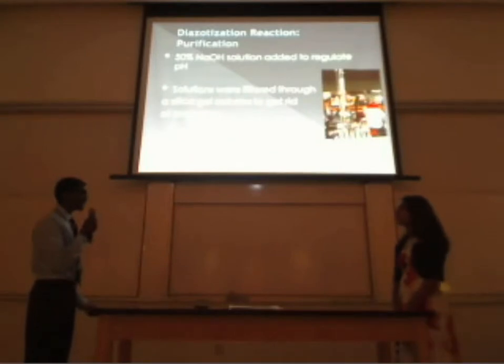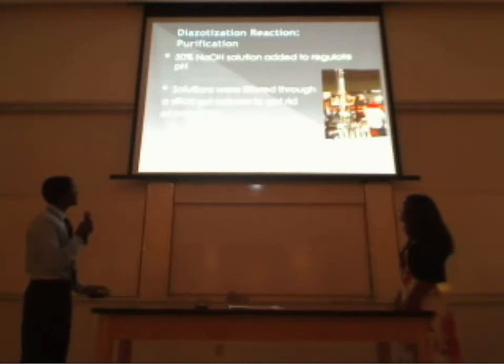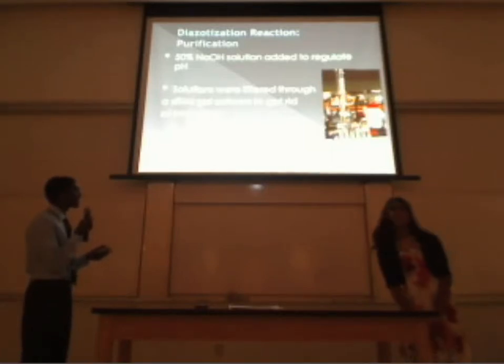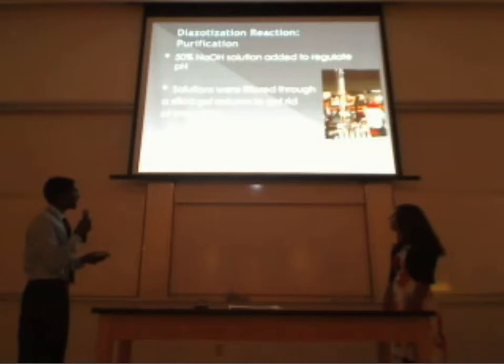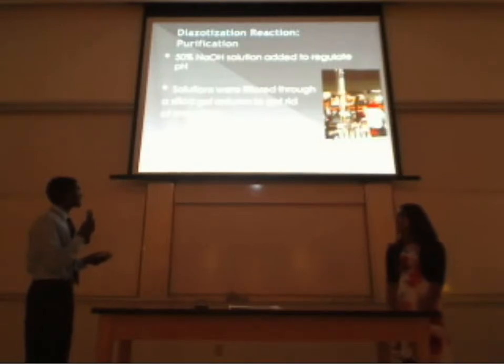To purify our solution, we had to put it through a silica column, and to do that, we added 50% sodium hydroxide to regulate the pH of our material to about 3 or 4. And then we filtered it through the silica column. To create this, we just had a glass column. We put wool at the bottom to plug it up, and then we added silica gel, and then we added our liquids, which were dichloromethane and methanol in a 9-to-1 ratio.